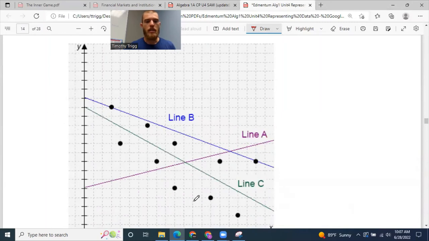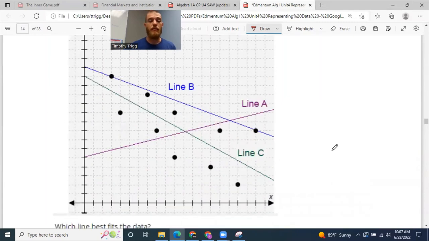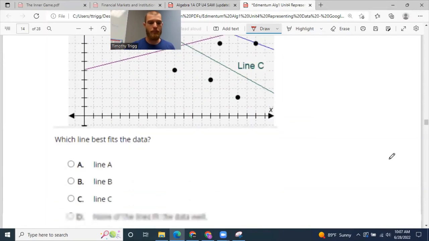Okay, which of these lines would be the best line of best fit? Well, we want the line that goes through the average of the points, right? We don't necessarily need it to go through specific points. We want it to go through the average. So some points above, some points below.